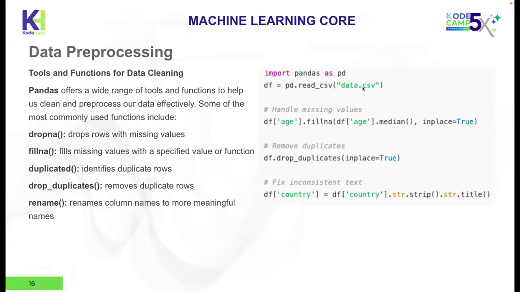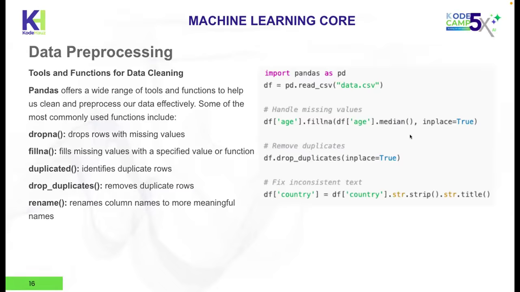So if you loaded a data frame, most of the time you load it from a CSV file. Then you can use fillna to fill. So for example, this age field, right? You can say, okay, let's use the median to fill where the age is missing.